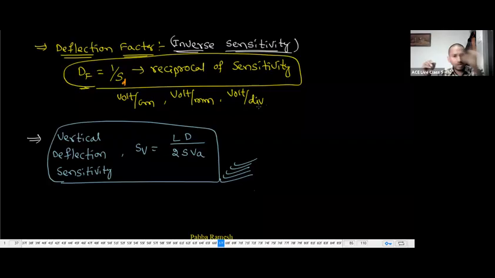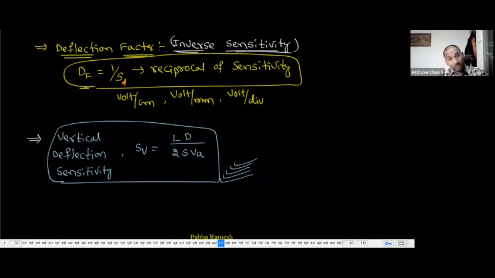Okay, with all these basics, the vertical deflection sensitivity formula, SV, is equal to LD by 2SVA. L is the length of the vertical plates. D is the distance from the vertical plate to the screen, the separation between those two. VA is the final anode voltage.